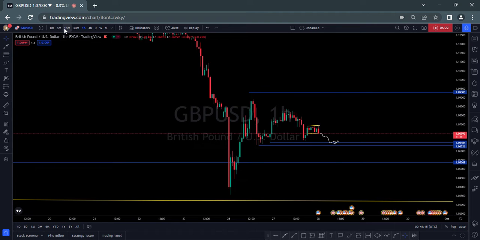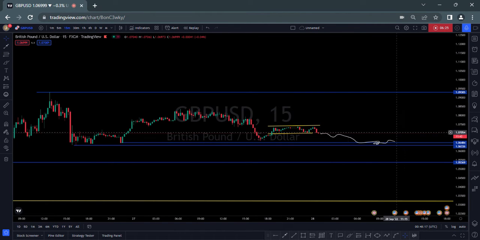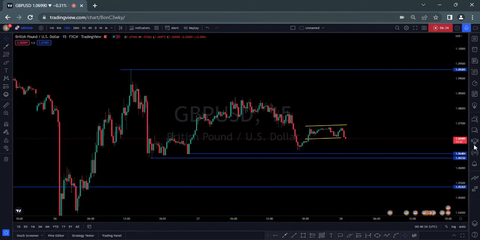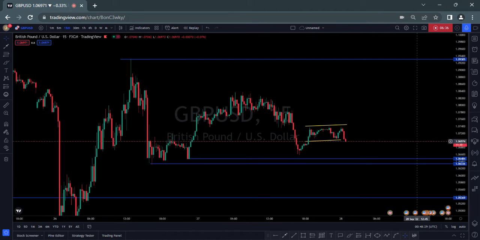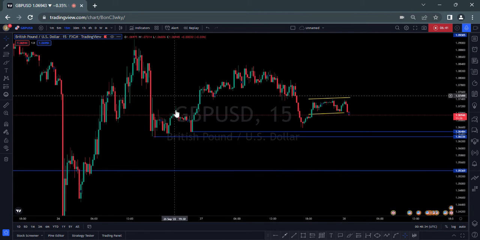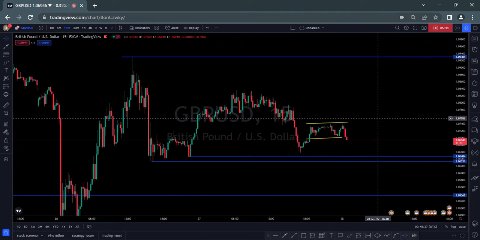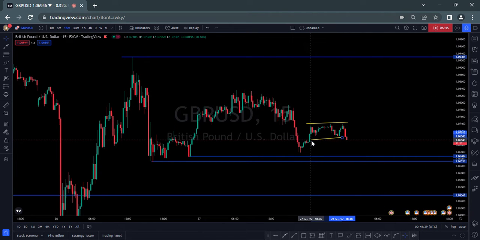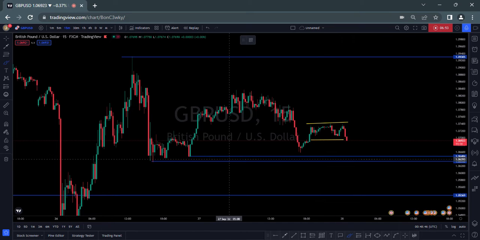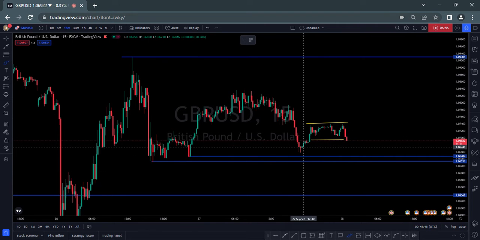So let's see the lower time frame. Let's see how it goes at the lower time frame. Let's check for our entry. So here is the 15-minute time frame. You can see impulse correction, trying to form a larger correction for it to push to the upside.